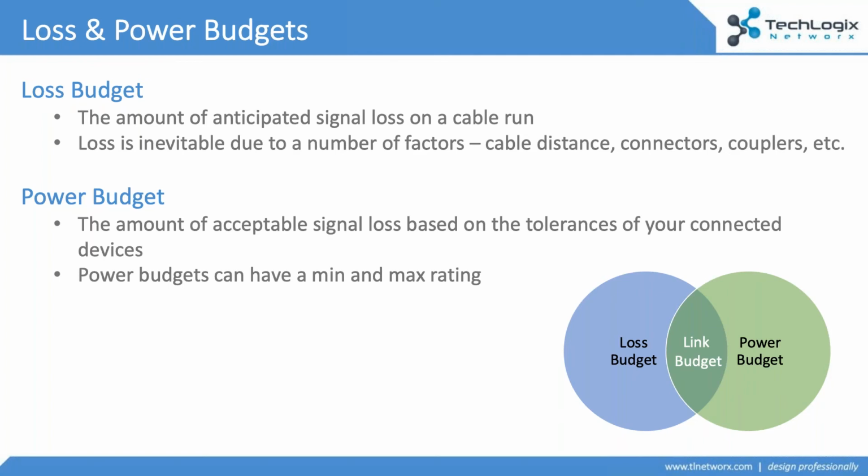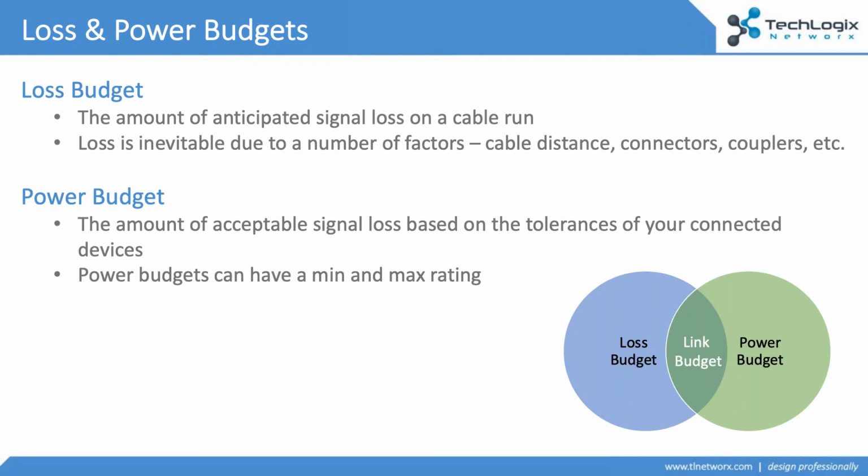link budget. Okay? The loss budget is the amount of anticipated signal loss on your cable run. So if you're doing an installation and you got some wall plates in line, you got a premade patch cable, you got some bulk cable, you can do some math to determine what your loss budget is, how much loss you anticipate based on the different devices in line, the different installation accessories in line in your cable path.